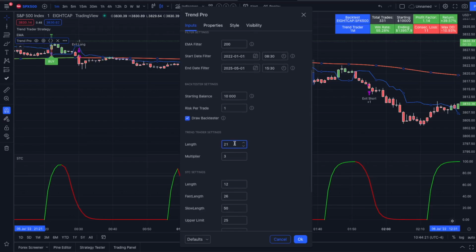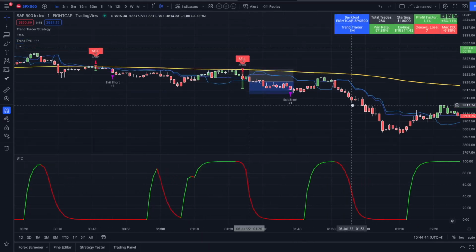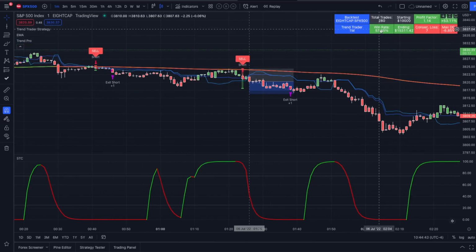We are going to change the trend trader length here to 40. We are going to keep the multiplier at 3. We are changing the SDC length to 17 and the fast length to 22. Alright, let's check out the results. So we see we actually increased our win rate to 57.85% over a total of 280 trades.